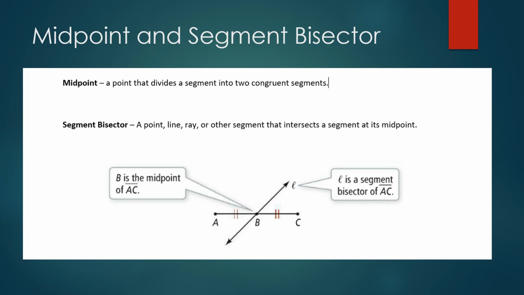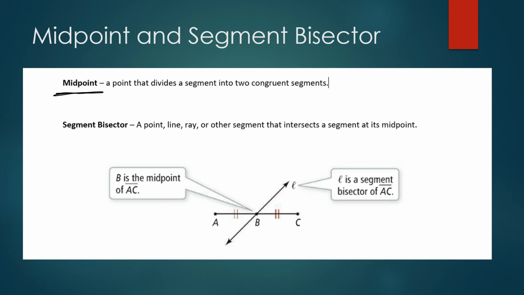Midpoint and segment bisectors. So midpoint and bisectors, they have a lot in common. That's why they're on the same slide. So a midpoint is a point that divides a segment into 2 congruent segments. So if you think about the word midpoint, it's like middle point. It's the point that's in the middle, so it's dividing a segment in half. So technically it's saying it's dividing into 2 congruent segments, but you can think of it as it divides it in half.